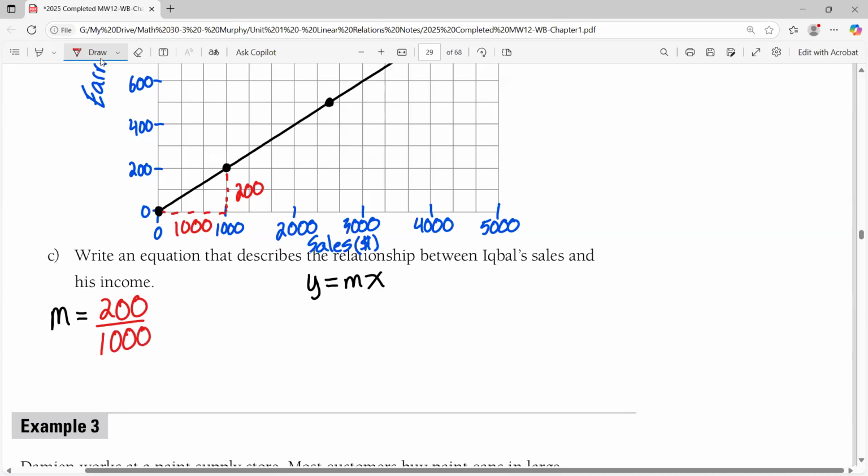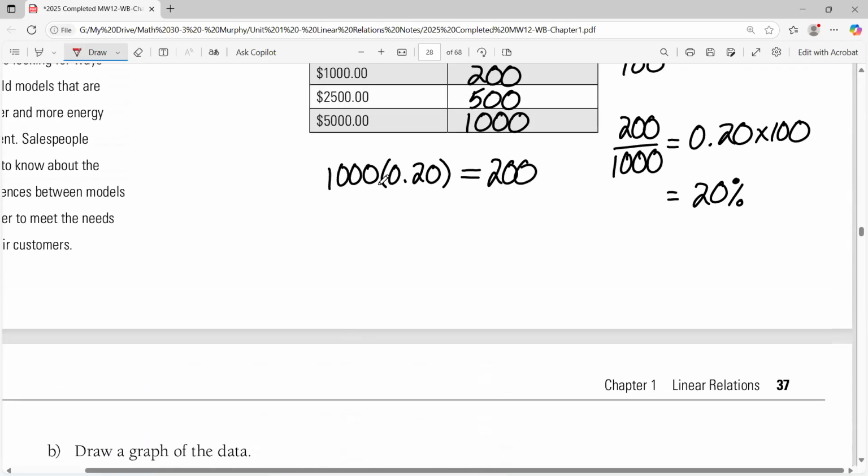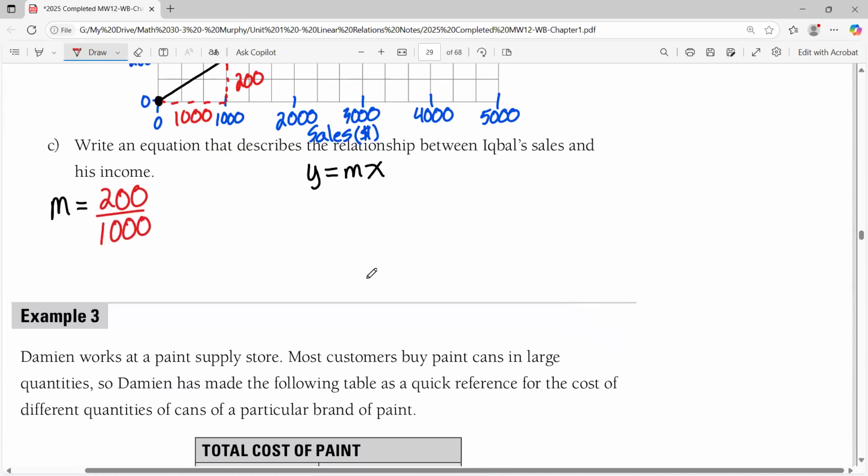Now you're going to notice something. We have already used this equation to figure out the table. We'll just take a quick look at it here. 1,000 times 0.20 equals 200. It's going to look similar to this, but just flipped around because we've already used the equation. Because m is going to come out to 0.20, which is the commission as a decimal, 20%.